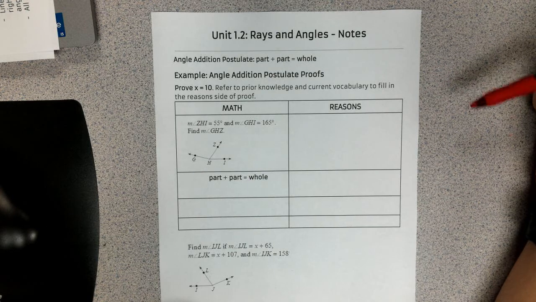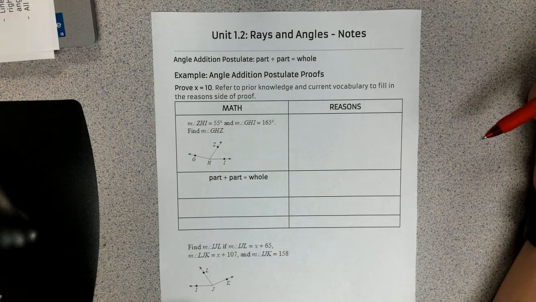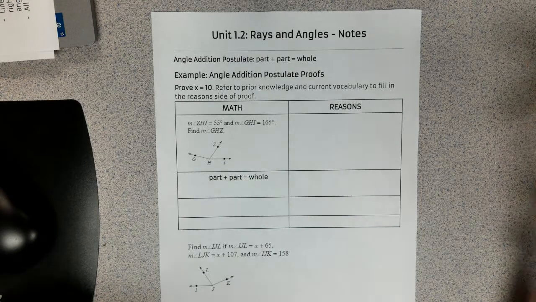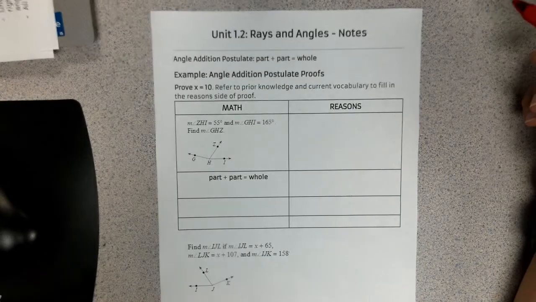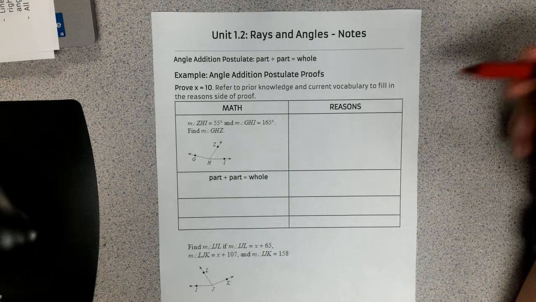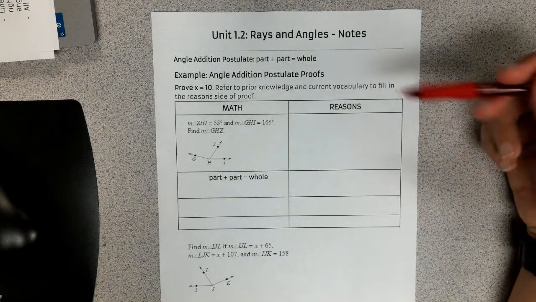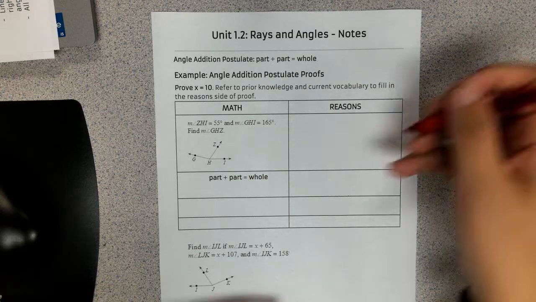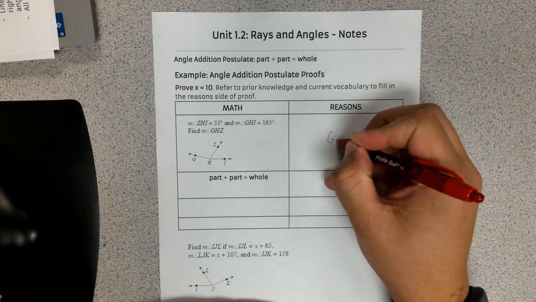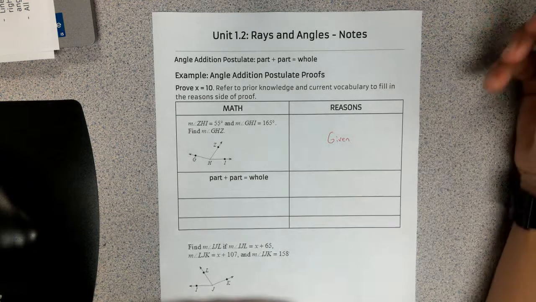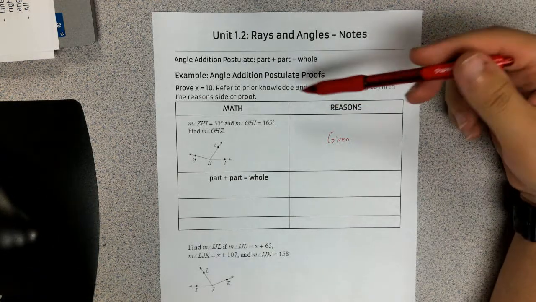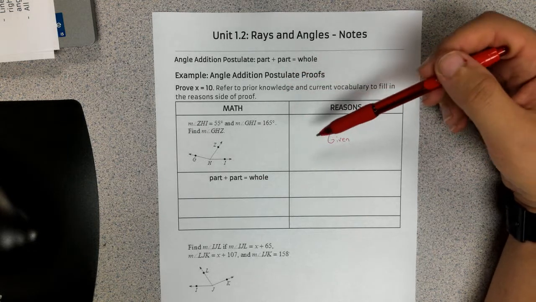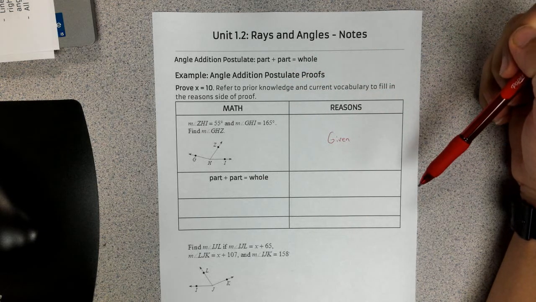We have the measure of angle ZHI equals 55 degrees and the measure of GHI equals 165 degrees. Find the measure of GHZ. So that's our problem. And remember, when we're given a problem, sometimes in the form of a picture, when we do our proof, this is going to be our given. Now, our given might not always be the problem. It might just be the parts, etc. But whatever they give you, you should typically write as the given.